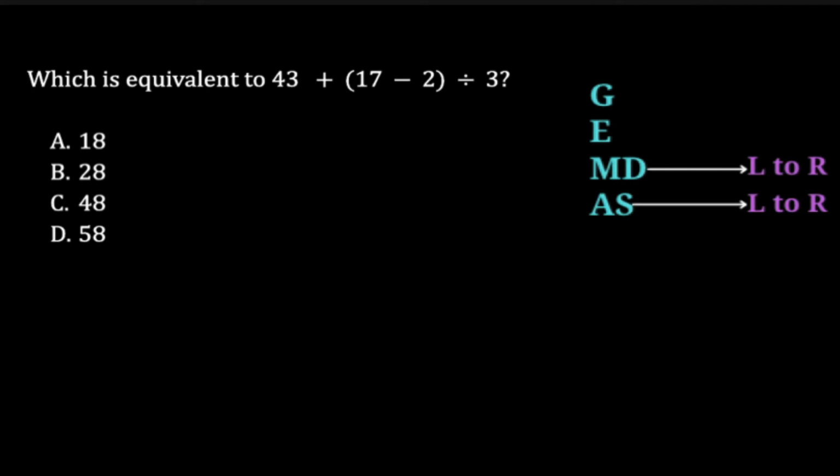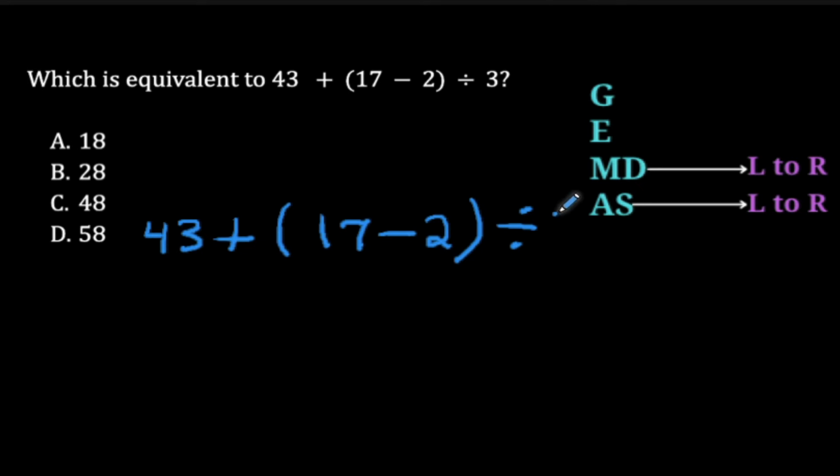So let's go ahead and rewrite this problem so that way we can solve it. So we have 43 plus the quantity 17 minus 2, and that's divided by 3. So we're going to utilize this acronym here. We know that we have to perform operations within grouping symbols first. So that means we have to take care of the 17 minus 2.